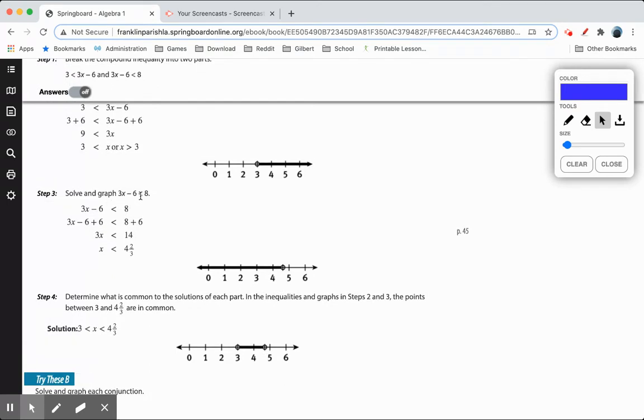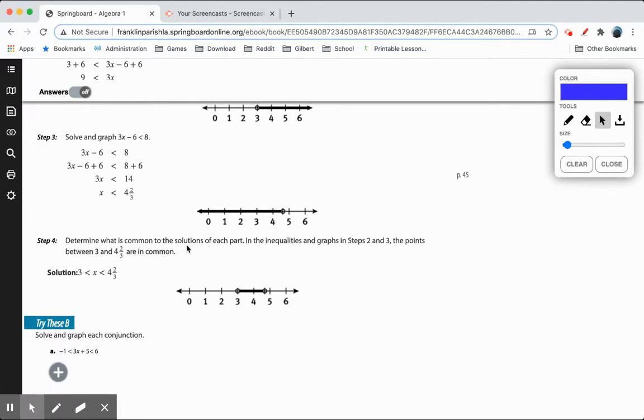Solve and graph 3x minus 6 less than 8. And here we go, add 6 to both sides again, divide by 3, and you get 4 and 2/3. So x is less than 4 and 2/3. You see both these are open circles for the less than and greater than signs, and it's this way.